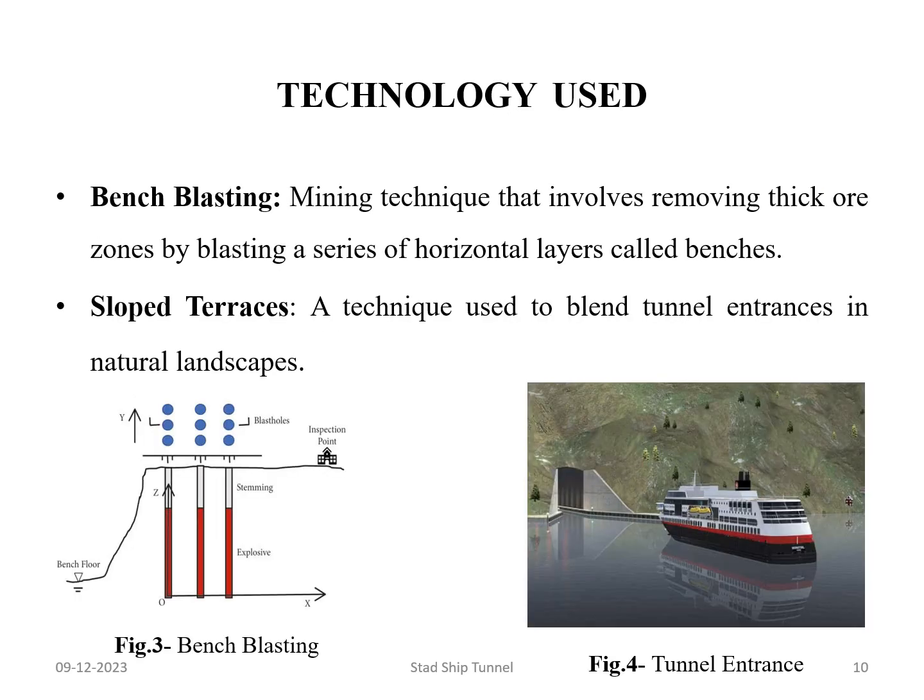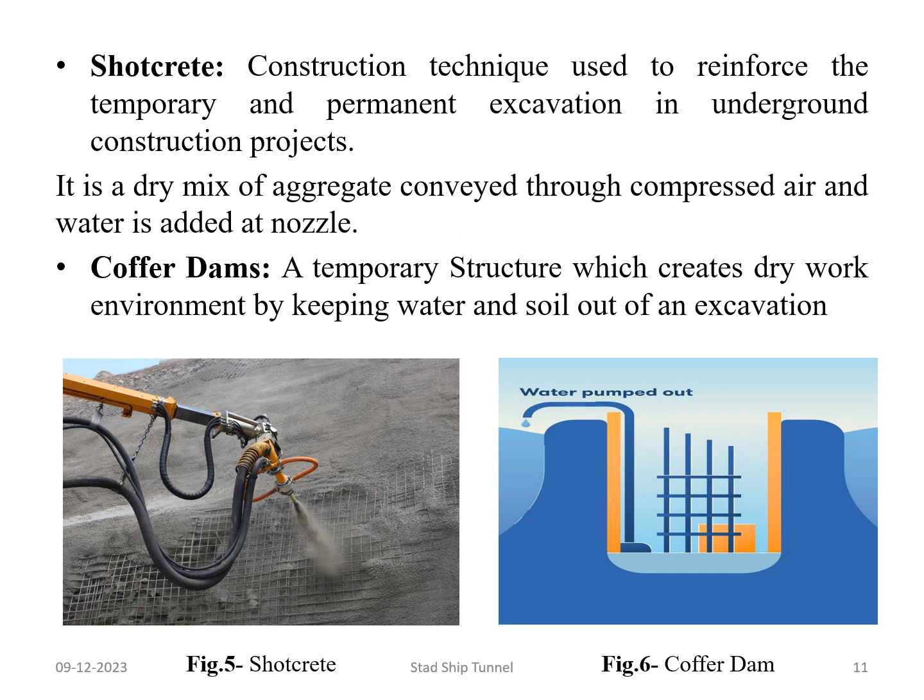In this slide, we will discuss the various technologies that are used in the construction of Stad Ship Tunnel. First one is bench blasting. It is a mining technique that involves removing thick ore zones by blasting a series of horizontal layers called benches. Second one is slope terrace, a technique used to blend tunnel entrances into the natural landscape to avoid erosion of stones at the entrance. Third one is shotcrete.